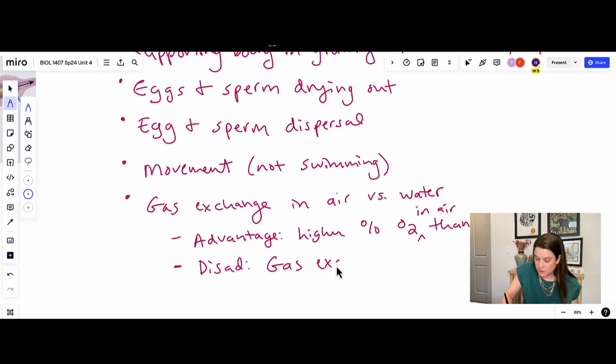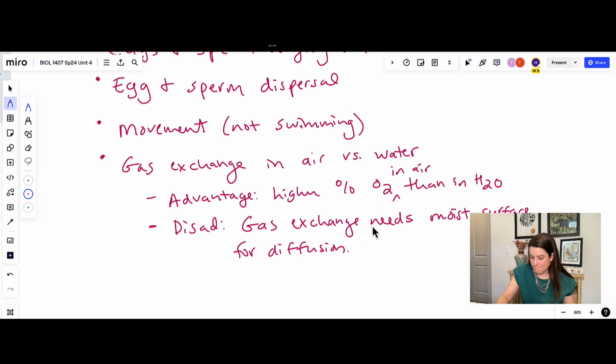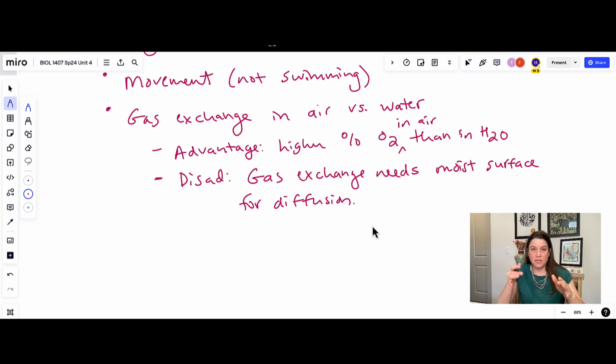Gas exchange needs a wet surface for the diffusion, or moist at least. So how do you keep that moist? General strategies: live somewhere wet or moist, or keep the gas exchange surfaces inside the body. But then you have to have some way to get the gas in, like openings in the body wall, tubules, tubes, that kind of thing.